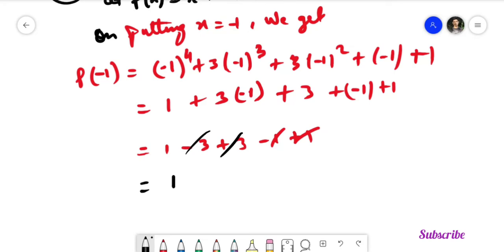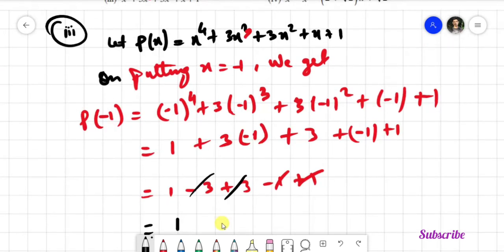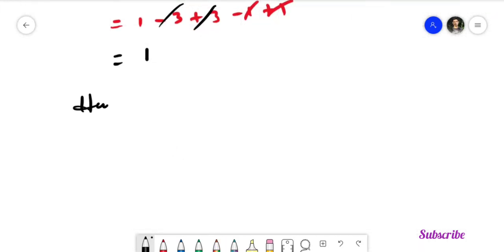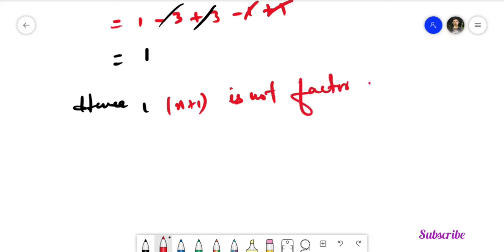This is also not a factor, isn't it? I hope you are understanding it properly. So we can just say, like earlier, hence x plus 1 is not a factor of the polynomial. You can add the question; I'm just writing in short. Okay, so this is your question number 3.